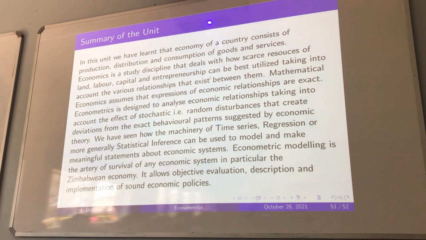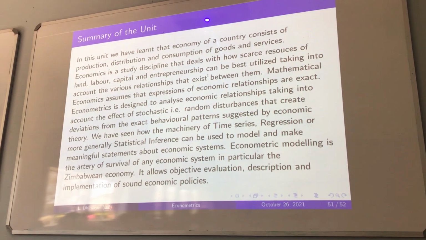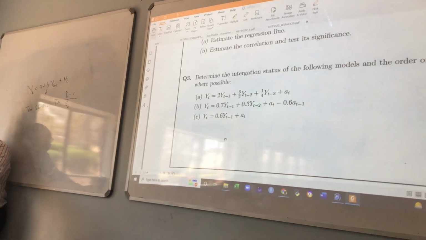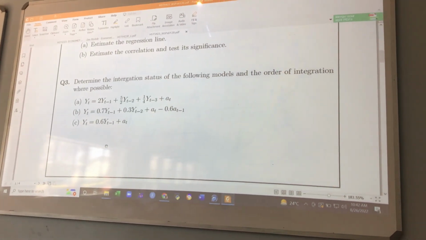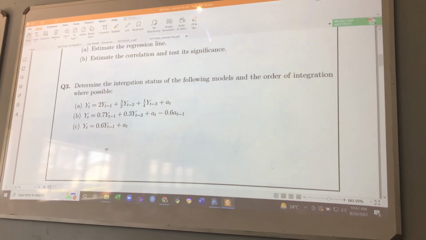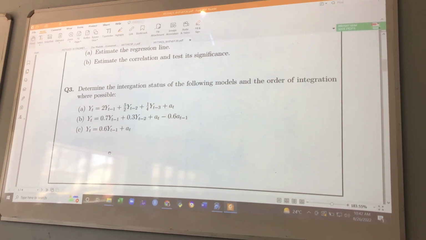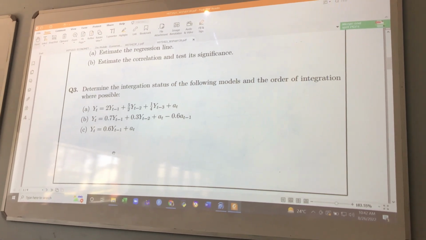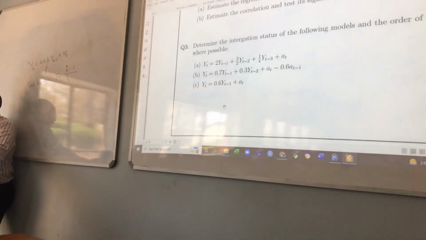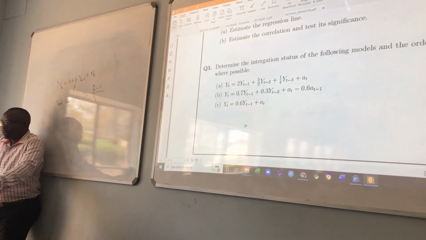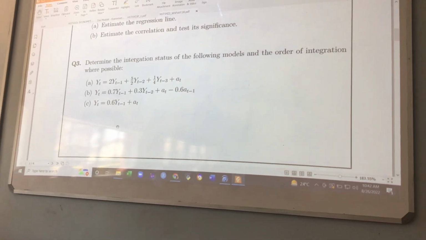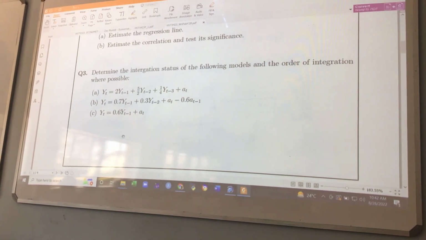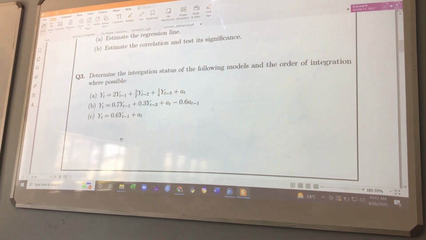Now, summary of the unit. Determine the integration status of the following models and the order of integration where possible. So, part C. Can you quickly do that one? Then during your own spare time, do A and B. Can you quickly do part C?